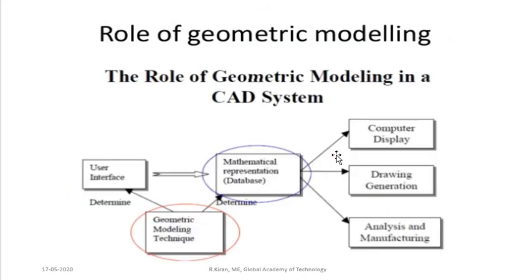Next, what exactly is the role of geometric modeling in a CAD system? The user tries to represent the component with the help of a mathematical representation, making use of geometric modeling techniques to create the drawing of the component. To represent the geometry of the component mathematically, we use three different phases: the computer display, followed by the drawing generation, followed by the analysis and the manufacturing. We'll discuss all these steps in detail in the further slides.